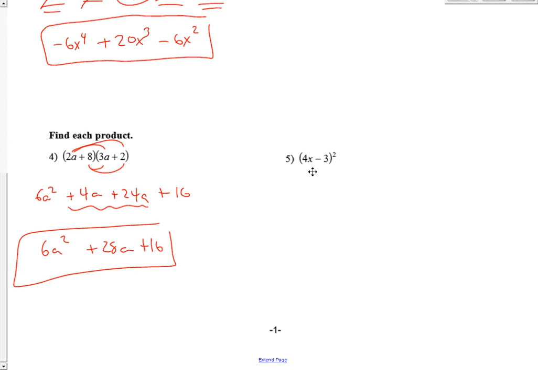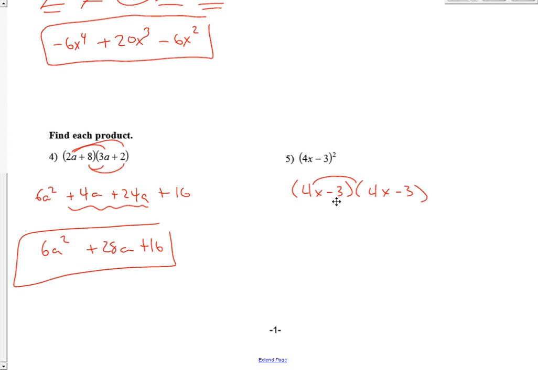For number 5, I have 4x minus 3 squared. I need to write this out twice. So I have 4x minus 3 times 4x minus 3. And now I do the same thing I did with number 4.